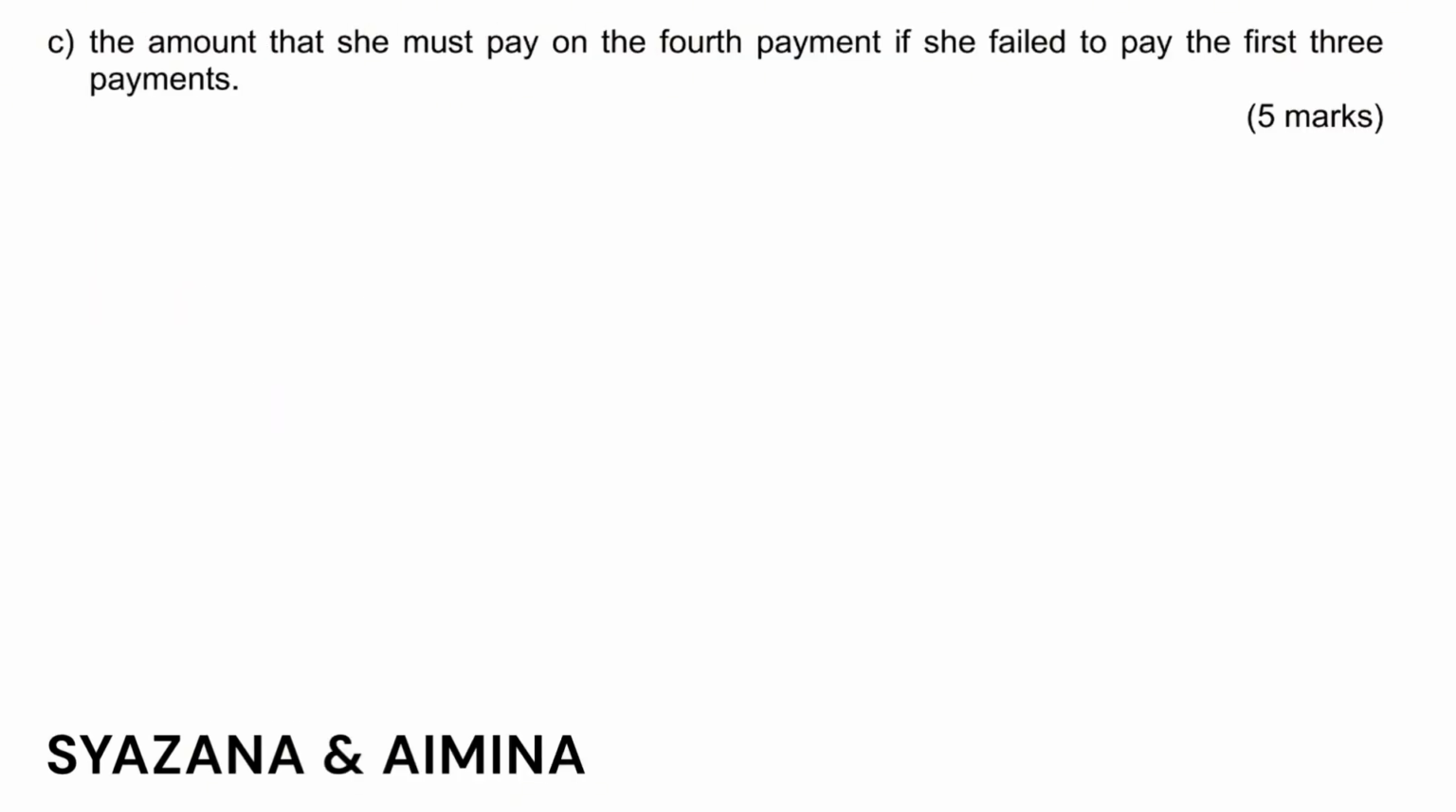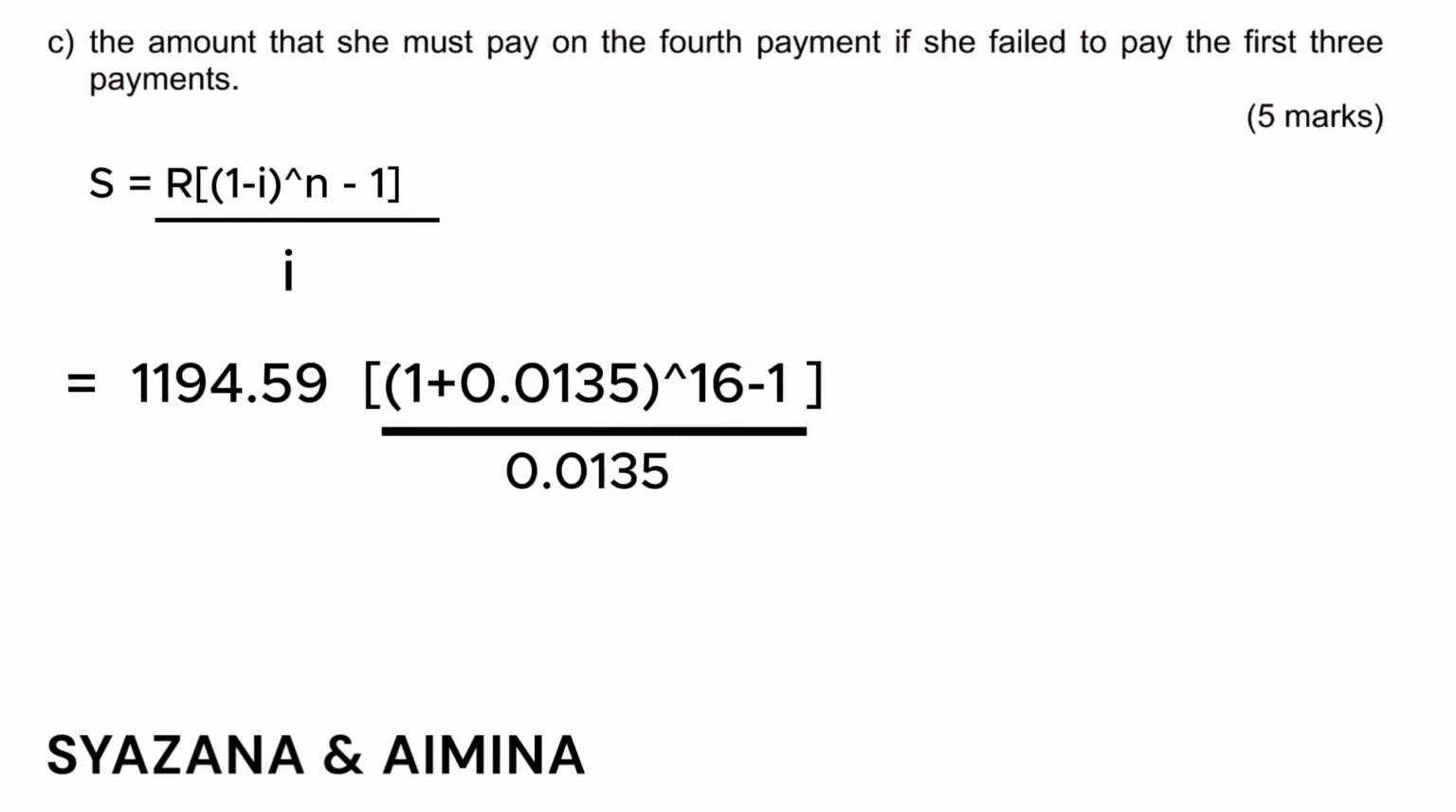For question B, the question wants us to find the amount that she must pay on the fourth payment if she failed to pay the first three payments. We are going to use this formula, future value, which is S equal to R times (1 plus i) to the power of n minus 1, divided by i. Next, we are going to substitute the information into the formula. After substituting the information, we can just solve this by using the calculator. And the answer that we're going to get is RM 21,176.12.